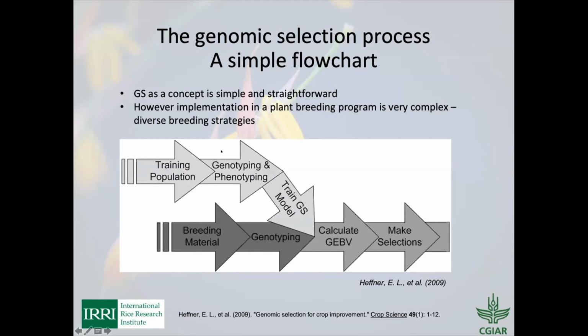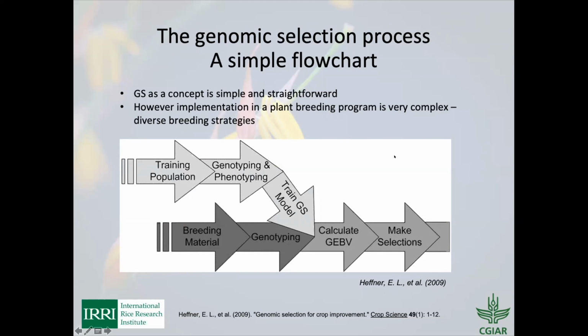In the cartoon figure from Heffner et al. in 2009, you can clearly see you need a training population, a set of individuals that you phenotype, measure, and also genotype. You train a model, depending on whatever model you use, and then you use the model to predict a set of untested individuals, calculate a breeding value, and make selections. It's as simple as that.